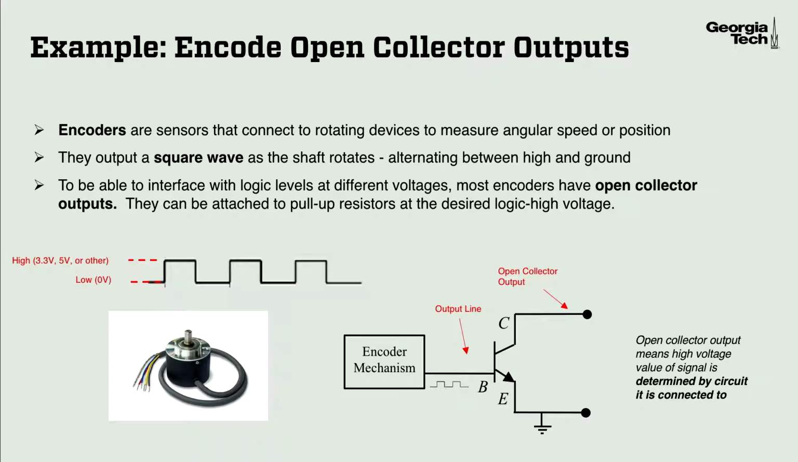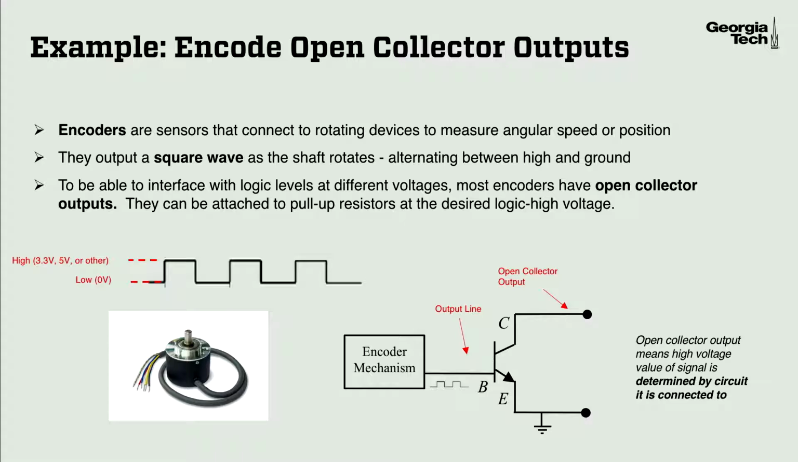Looking at an example of where we might use an open collector output, we can talk about an encoder. An encoder is a sensor that connects to a rotating device to measure either its angular speed or angular position. Now, encoders output a square wave as that rotating shaft rotates. So it alternates between high and ground, and we can see what that square wave looks like at the bottom left. So that square wave indicates the rotation speed of the motor, the frequency of that square wave, and so oftentimes we want to read whether that signal is high or low with our microcontroller.